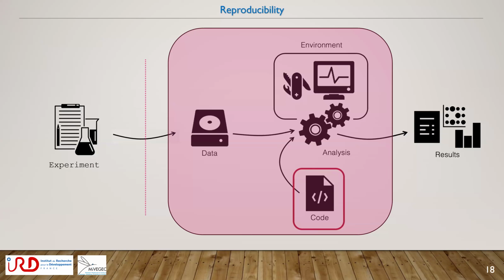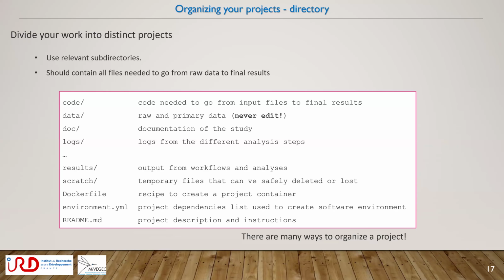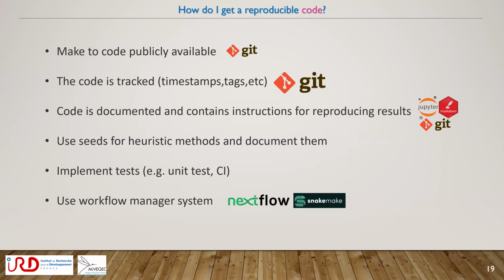Now, reproducibility about code is quite specific. It's for those who do development. There are not so many people here at MIVEGEC, but you are quite a lot anyway to do some scripting. So the advice I could give is always make the code publicly available. If you do a publication later on, it will be asked for by most of the reviewers.